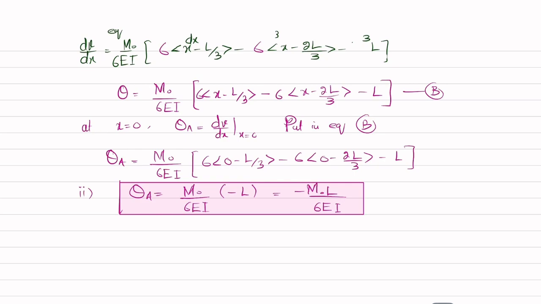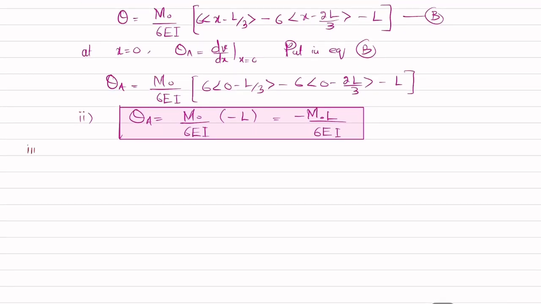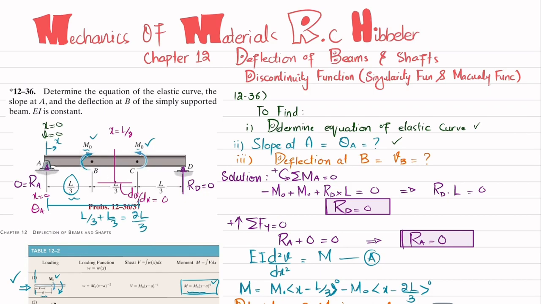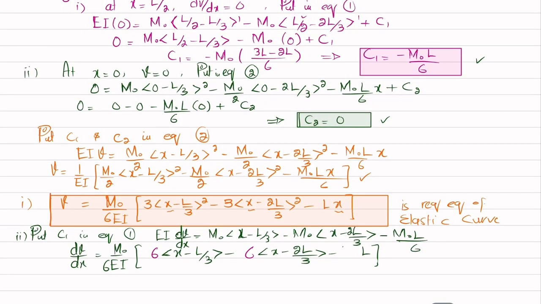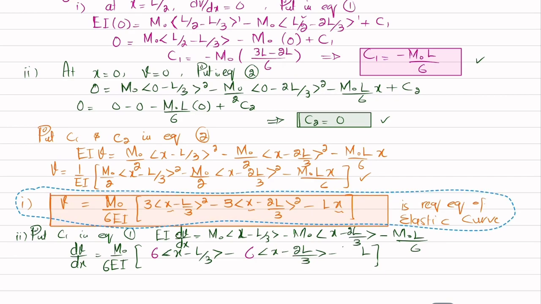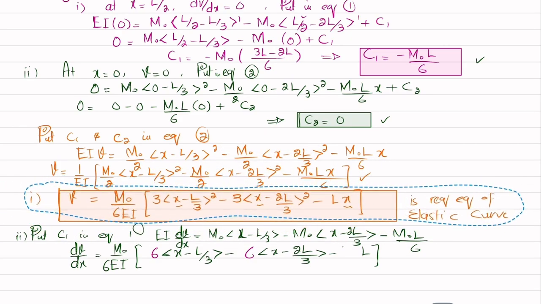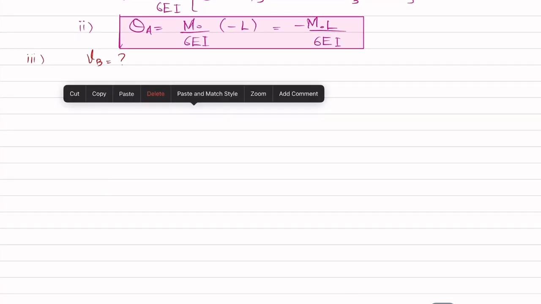Now we will move toward the third part, and in the third part we have been asked to find the deflection at point B. Let me show you, the deflection at point B, that is x is equal to L by 3. So what we will do is first copy the equation of deflection. This is the equation of deflection or equation of elastic curve. Let me copy it and we will move toward the second page. Here we will paste it.